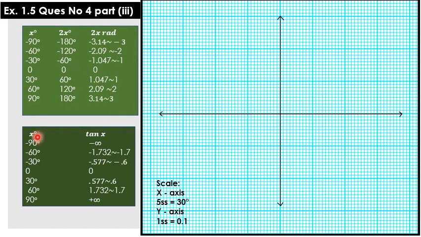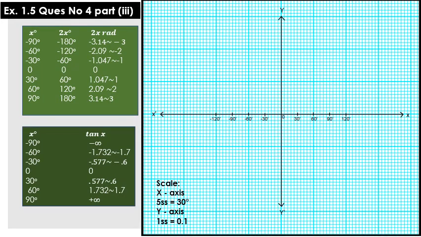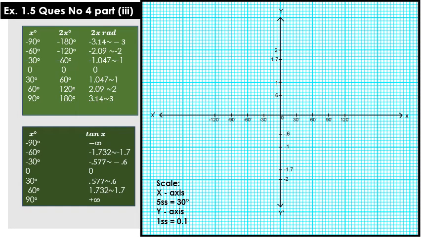On the second table, for y2, which is tan x, we take the angles from minus 90 to 90 at a gap of 30 degrees and then we take tan of all those values, and these are the values which we get, and you can see we approximate the values. Let's get to the graph paper. On the x-axis, the scale is 5 small divisions equal to 30 degrees, on the y-axis 1 small division equals 0.1. These are the marks on the x-axis and y-axis, and we are going to start plotting our graph.